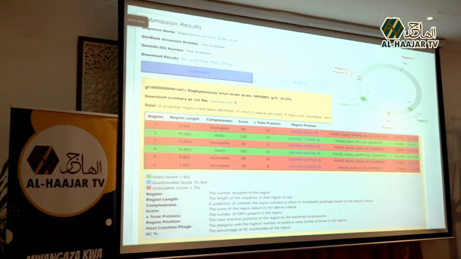Now, this is a study we did in Germany. I was in Germany last year doing a bit of phage therapy.